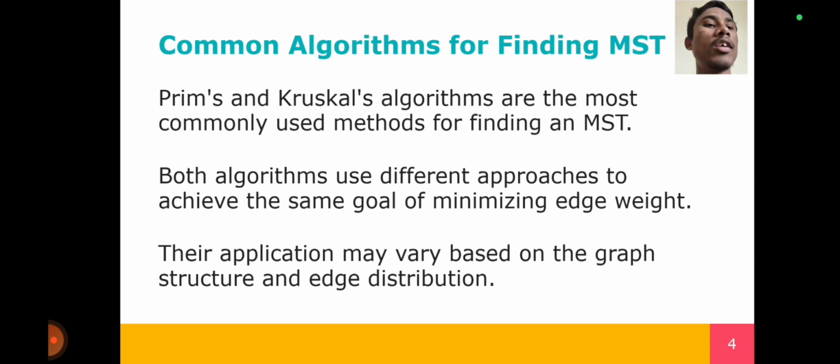Then, common algorithms for finding the MST. We have two algorithms, Prim's and Kruskal's algorithm, which are the most commonly used methods for finding an MST. Both algorithms use different approaches to achieve the same goal of minimizing edge weight. Their application may vary based on the graph structure and edge distribution.